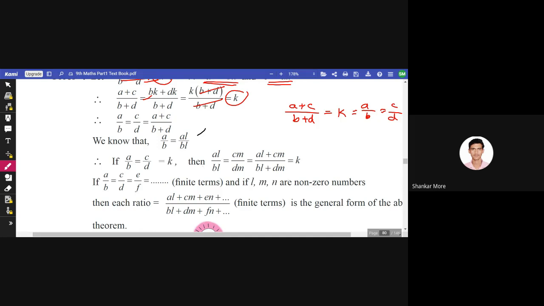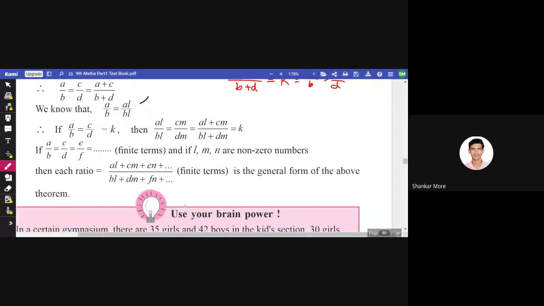Similarly, if a/b = c/d = e/f = g/h in finite terms, and l, m, n are non-zero numbers, so कितने भी मतलब अगर ये ratios repeat हो जाते हैं, then also the ratio of their summation will be equal to the individual ratio. ओके, मतलब यहाँ पे तीन ratios हैं, a/b एक है, c/d एक है, और e/f एक है. तो ये तीन ratios अगर equal हैं तो इनकी अगर हम sum करेंगे, so (al+cm+en) and so on divided by (bl+dm+fn), तो ये जो sum है, इस sum का ratio भी equal to individual ratio रहेगा या फिर all of these ratios रहेगा.